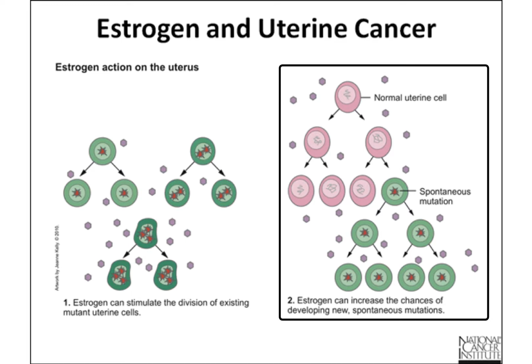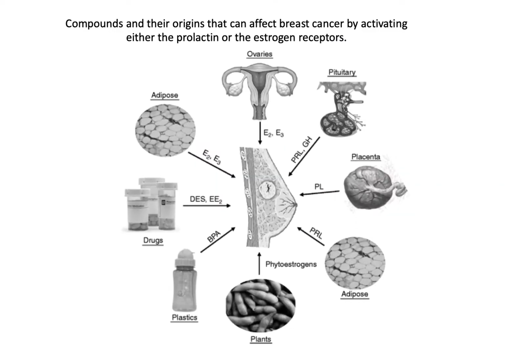It can also stimulate cell division, which will also stimulate mutation, because you have more mutation every time you replicate a cell. And so that will increase the chance of having a spontaneous mutation, and that can also lead to tumorigenesis and oncogenesis into a cancer. And you might think this affects only women, but it doesn't.